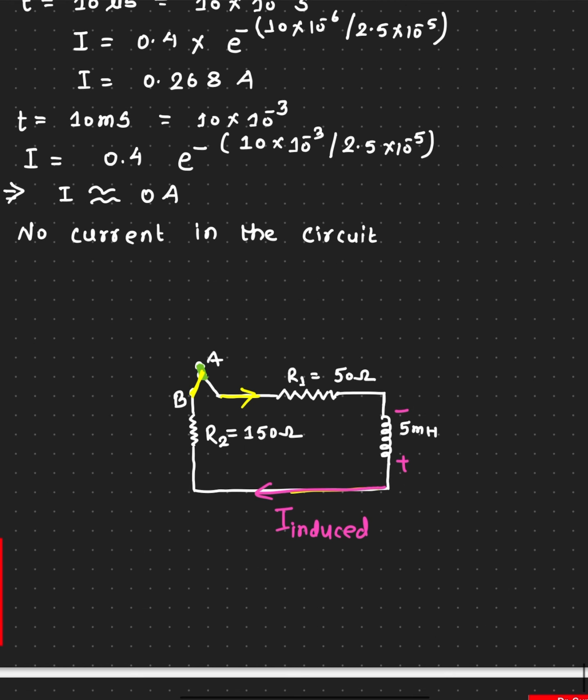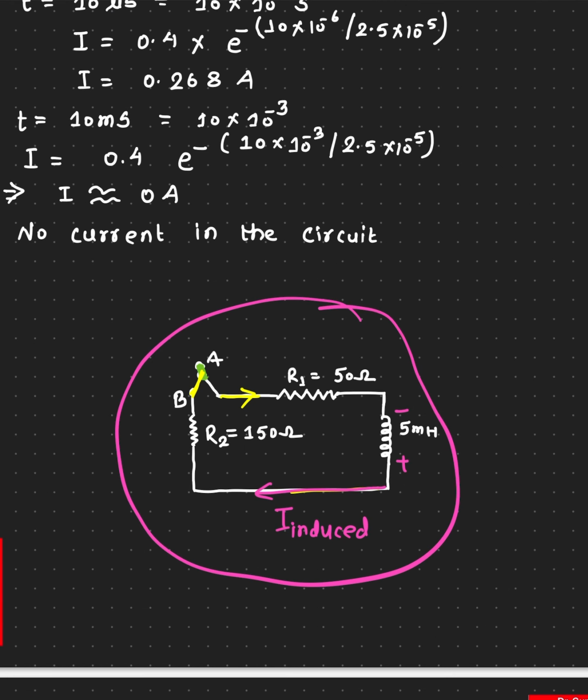So let's find out the time constant of this one. What is the time constant? If you remember the equation, the time constant is L over R. What is the value of L, or what is the inductance? The inductance is 5 millihenry, so 5 times 10 to the negative 3.